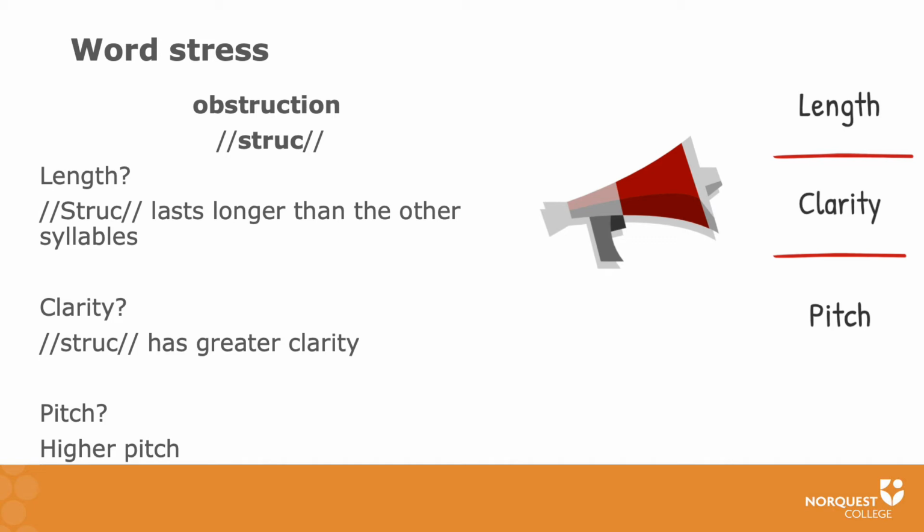How about clarity? This one's a really interesting one. Obstruction. Compared to the other vowels in the word, the u of struck is much more clearly spoken than any other vowel, especially compare it to that first O, obstruction. It's almost like I kind of muddied up or mixed up that obstruction. And lastly, pitch. What you should be able to hear is that struck is a little bit higher. If I was singing a song, it would be a little bit higher than the other syllables in the word. Obstruction. Can you hear that?